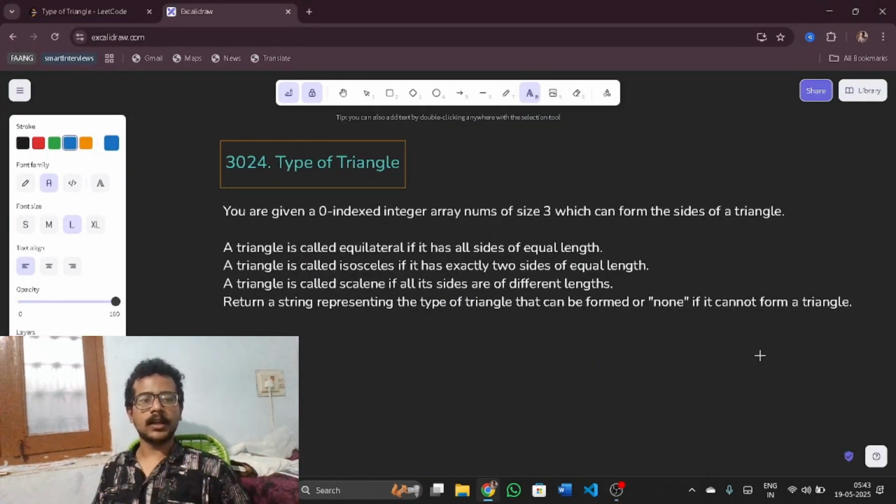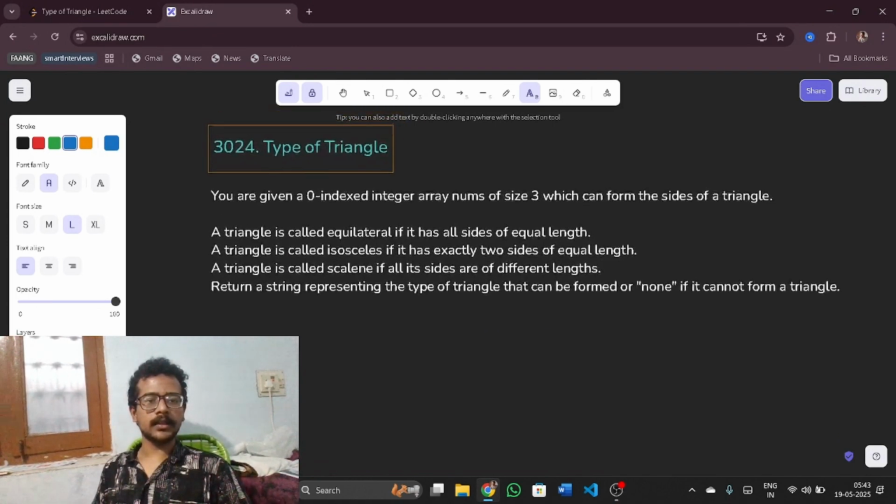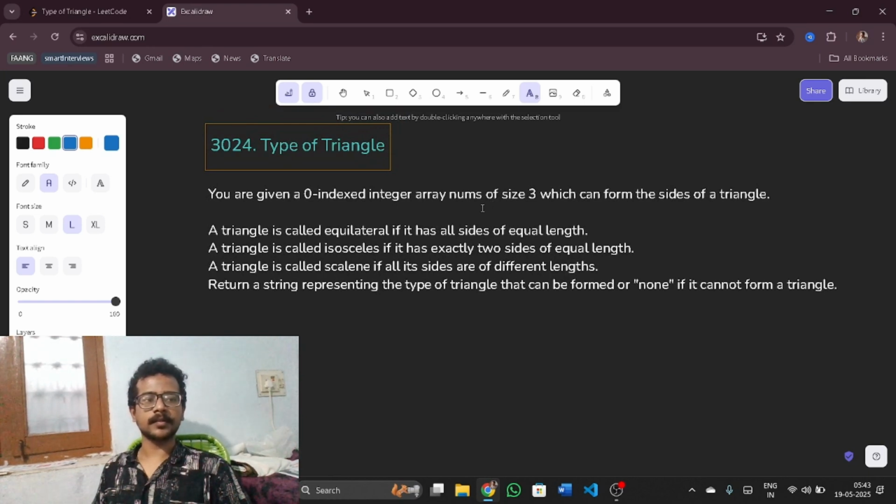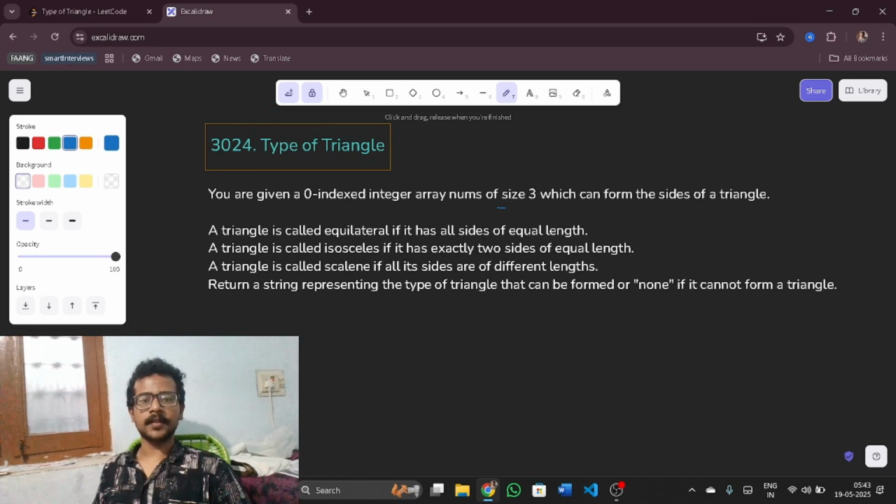Hello everyone. Let us now discuss how we can solve this problem. We are given an array nums of size 3, which can form the sides of a triangle.